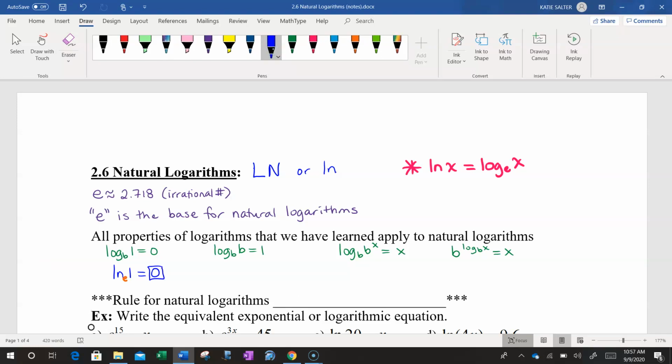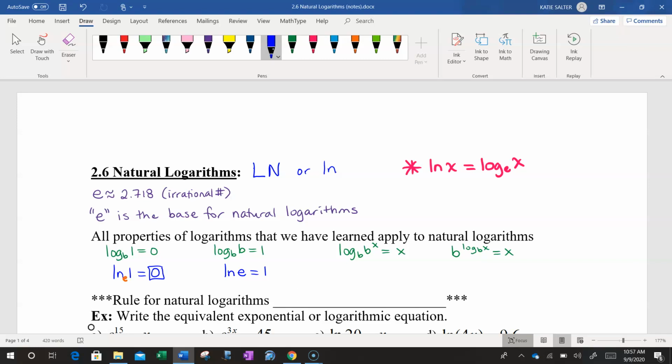Same thing for the next one. Log base b of b equals 1 because b to the first power equals itself. So it's the same thing if you see a natural log. If you see the natural log of e, that is also just 1 because that's really saying e to what power equals e. Because remember, even though you don't see the little subscript there, it's known to be there.